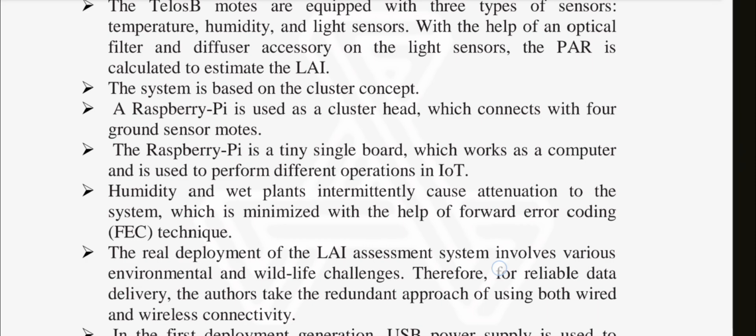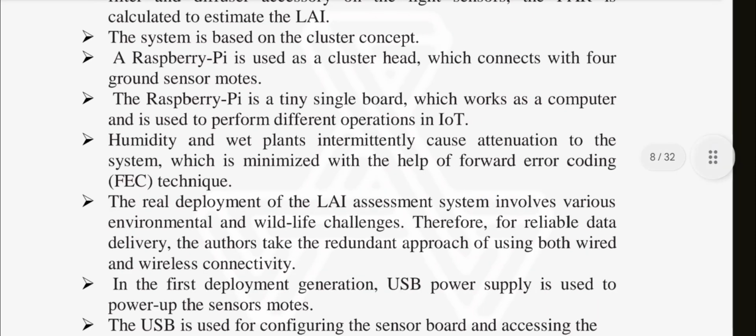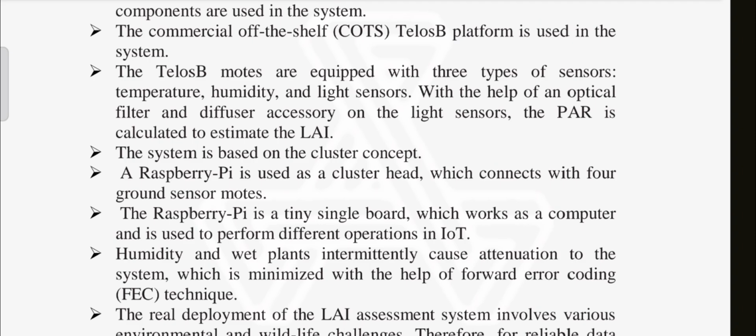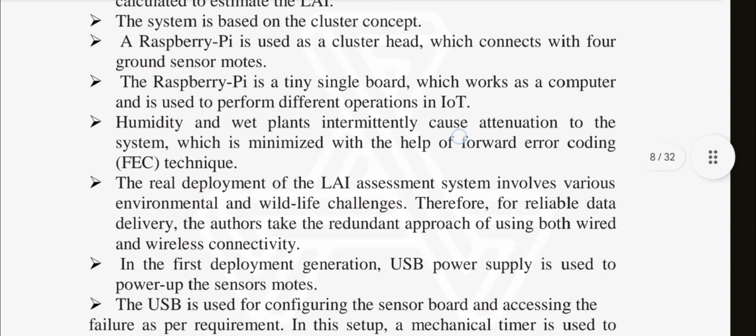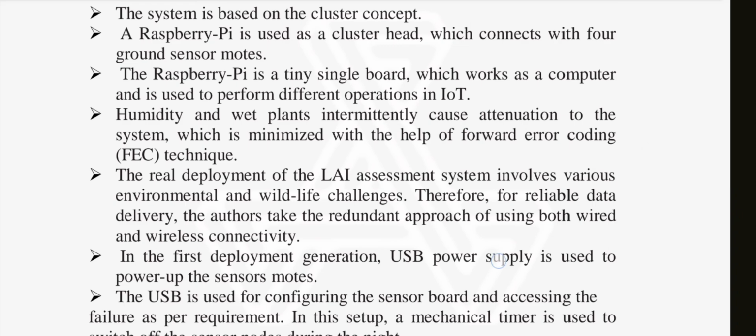On the light sensors, the PAR is calculated to estimate the LAI. The system is based on the cluster concept. The Raspberry Pi is used as a cluster head which connects with 4 ground sensor motes.